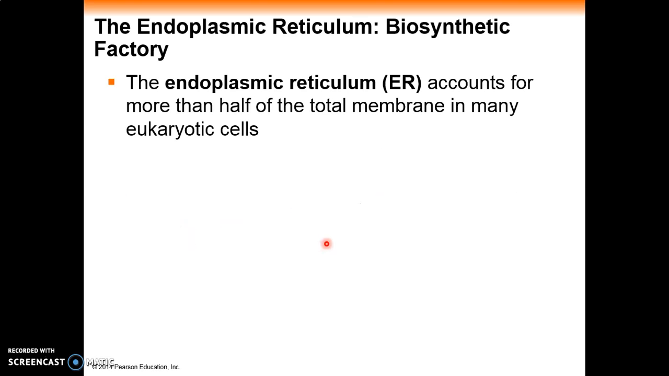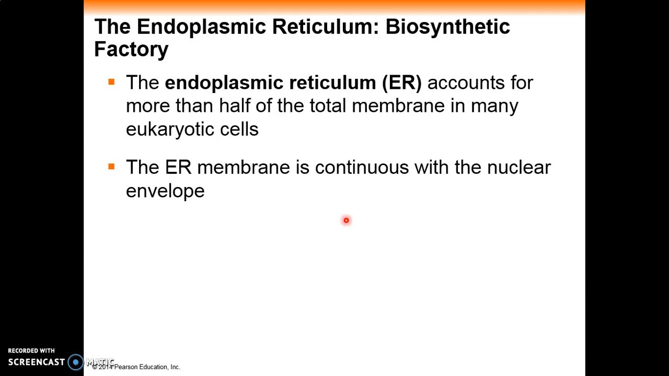So, the endoplasmic reticulum accounts for more than half of the membrane within the eukaryotic cells, and it is also the storehouse of that membrane material. And as we already know, the ER is continuous with the nuclear envelope. Now, the endoplasmic reticulum can be divided up into two very distinct regions.